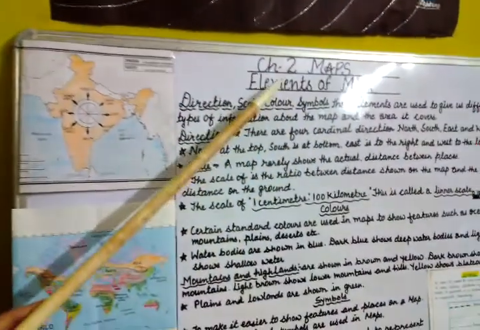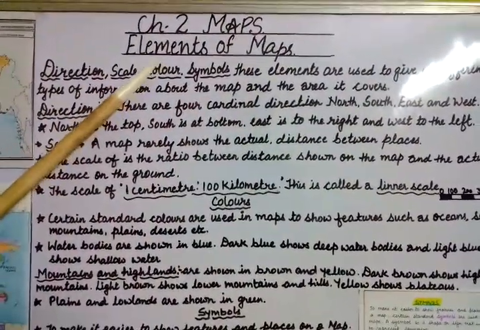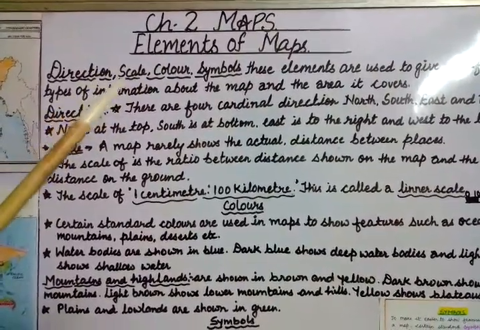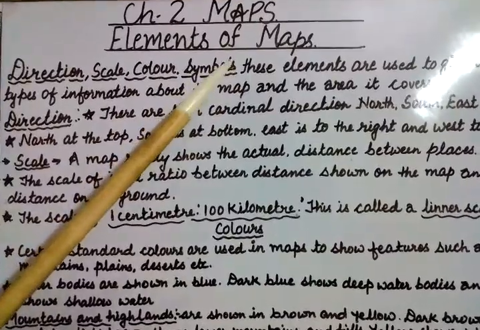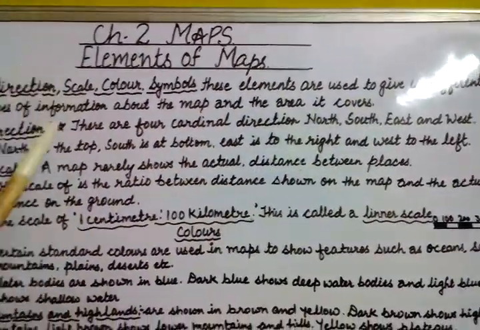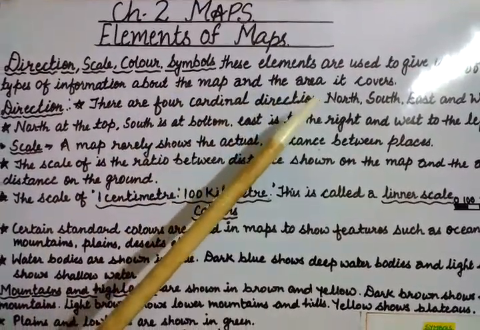In the previous module we started chapter 2, Maps. We have already talked about globes and maps. After that, we will start the subtopic of elements of maps. Now you can see it here. Maps consist of certain elements such as direction, scale, color, and symbol. These elements are used to give us different types of information about the map and the area it covers.